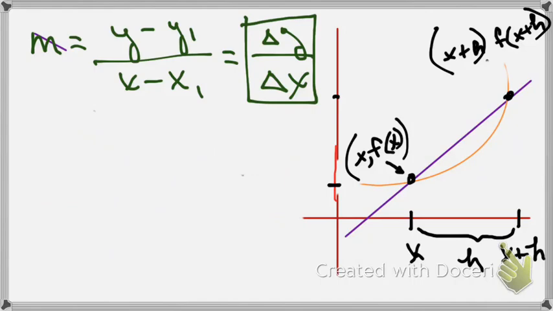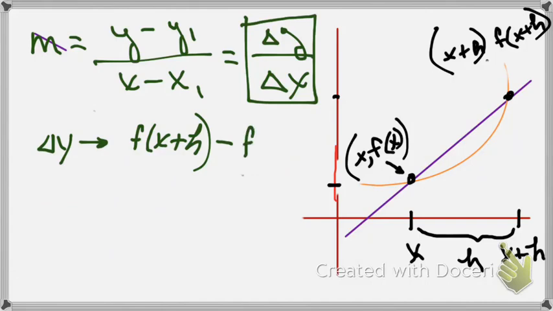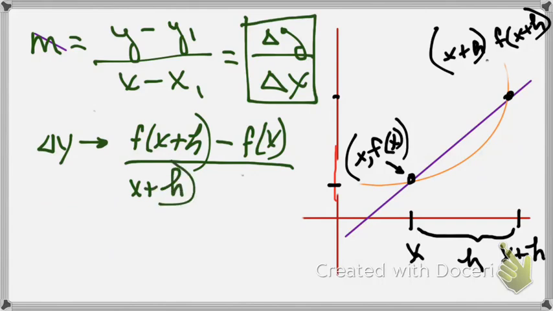All right, so what is the change in y? f of x plus h minus f of x over what? x plus h minus x. Oh, it's an h. Yes, I'm sorry. This here was an a. Yeah, that's an h. Okay. So we've got that.